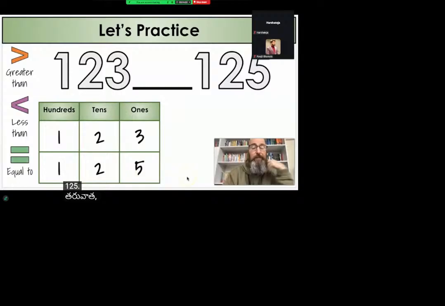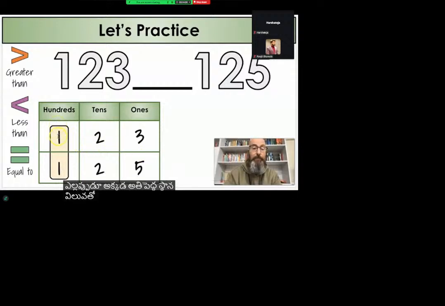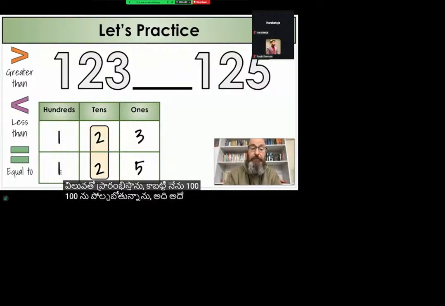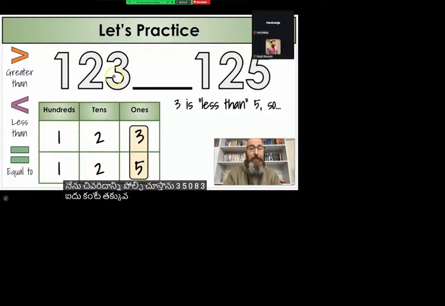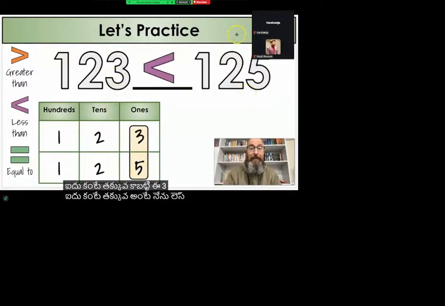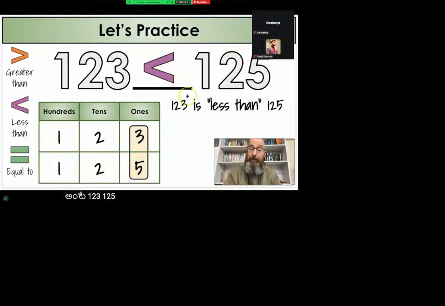Next, I'm going to compare. When I compare these two numbers using place value, I always start in the hundreds place. I always start with the largest place value there. So I'm going to compare 100, 100, that's the same. Next, I'm going to compare the tens place. 20, 20, that's the same. I'll compare the last one. 3, 5, oh wait, 3 is less than 5, so this 3 is less than 5. That means I'm going to use the less than symbol, which means 123 is less than 125.